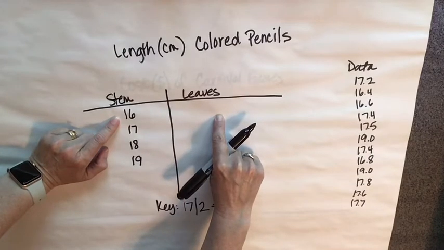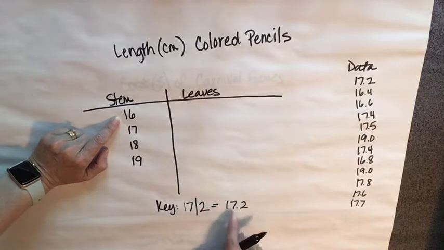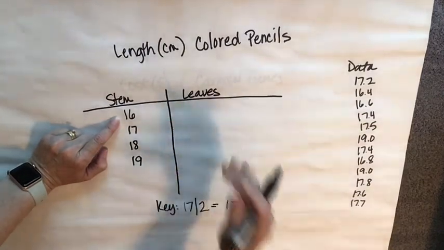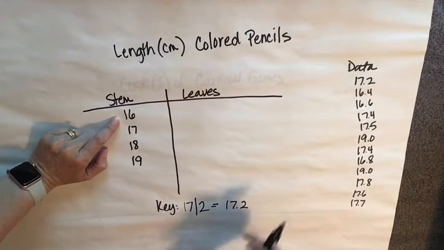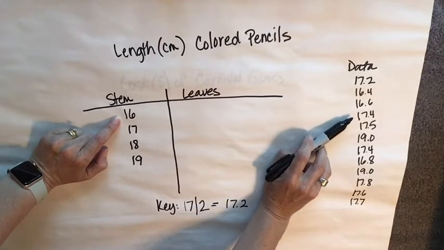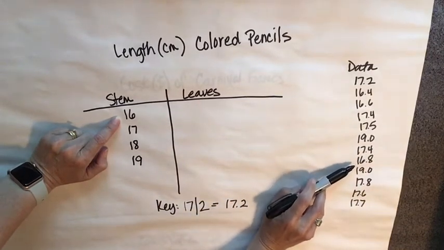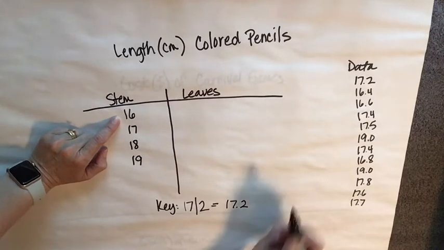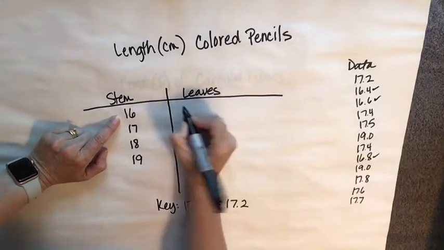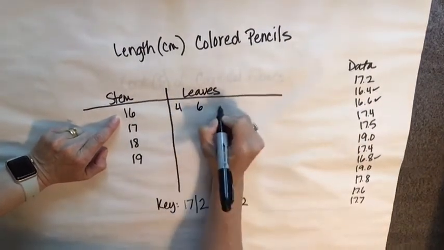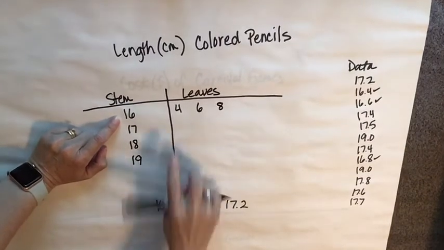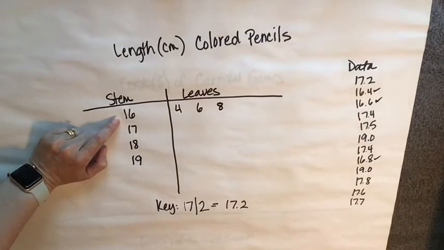I just need the digit that falls in the leaf part, or here, the tenths place. So I'm looking for all of my 16s, and I'm going to make sure they're in order from least to greatest. So I can see I have a 16 4/10, 16 6/10, 16 8/10, and that's all of my 16s. So I have a 16 and 4/10, 6/10, and 8/10. 4, 6, and 8. And notice they're in order, and I didn't put commas between them. I just left a little space, and that's all you have to do.